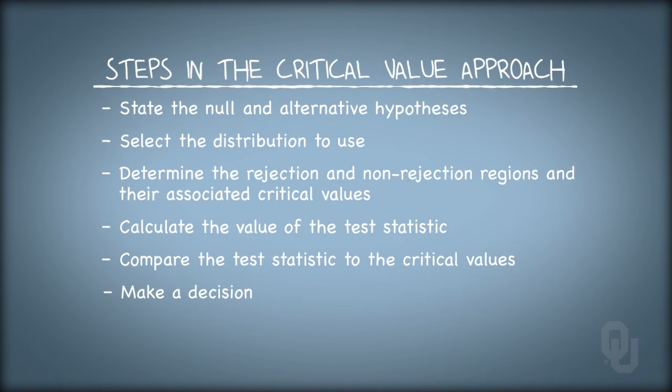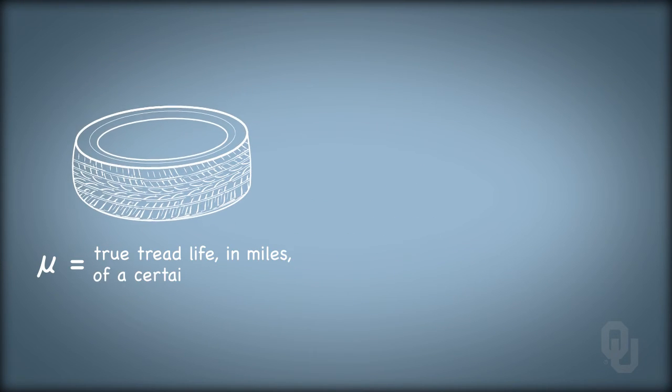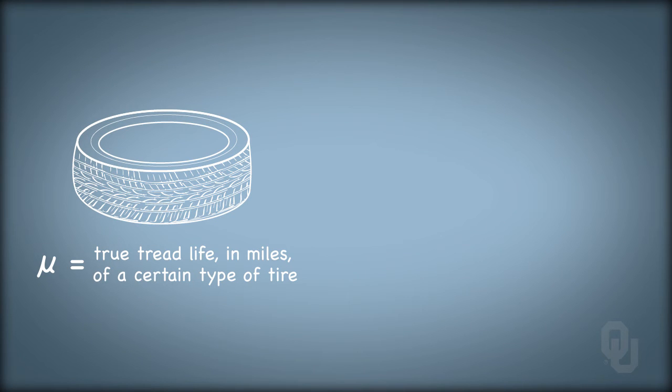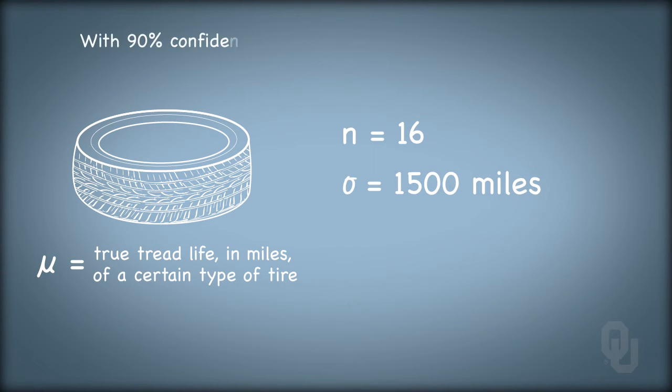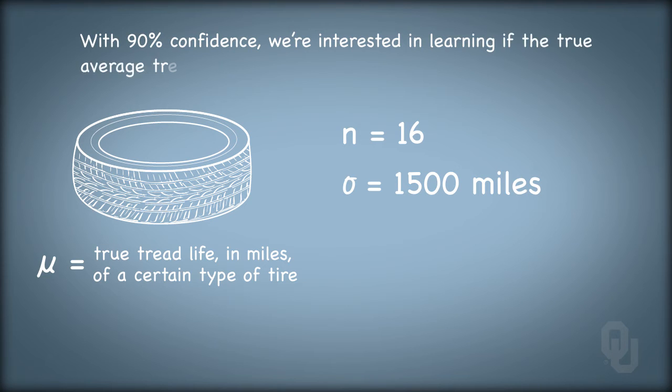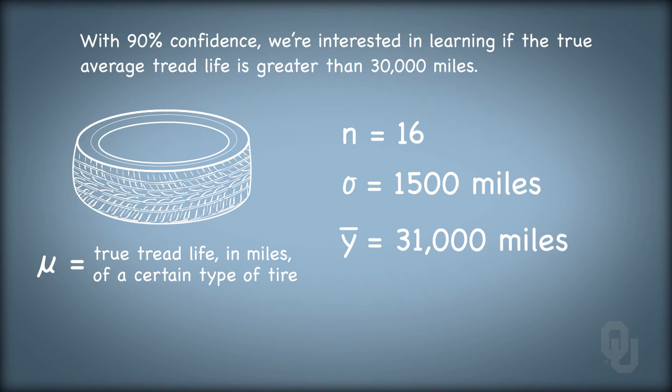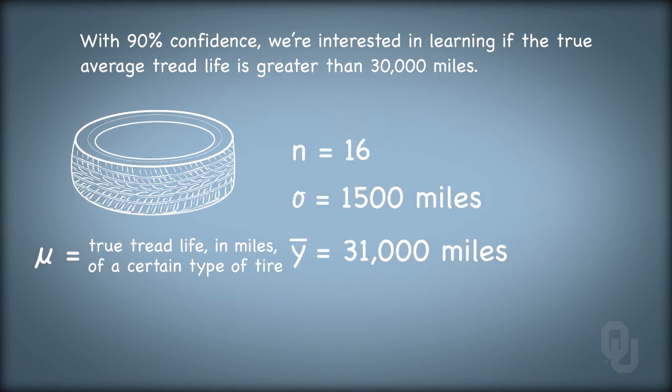Let's go through these steps with an illustrative example. Let mu denote the true tread life in miles of a certain type of tire. A sample of 16 tires were drawn from a normal population with standard deviation 1,500 miles. With 90% confidence, we're interested in learning if the true average tread life is greater than 30,000 miles. The mean tread life from the sample was y bar equal to 31,000 miles. Let's follow the steps of the critical value approach to address this problem.